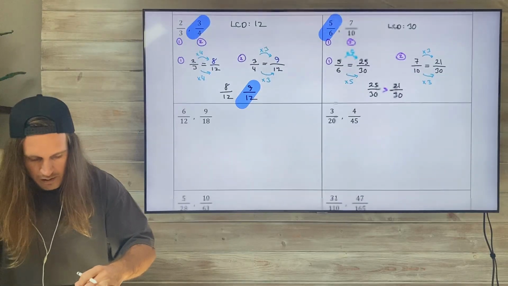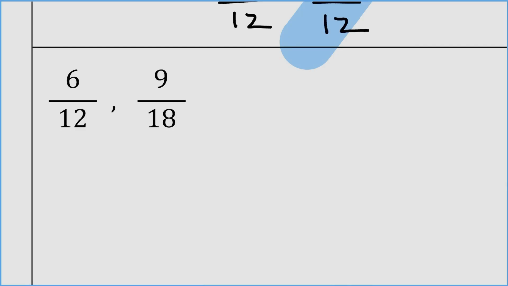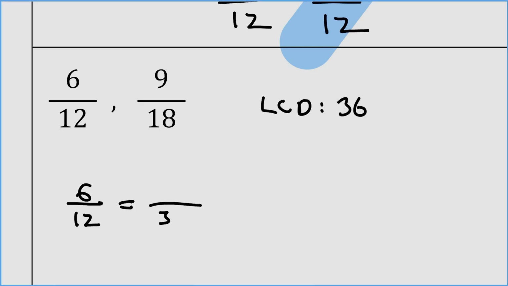Good. All right, let's try this one. The LCD of 12 and 18 was 36. And again, we figured that out on the last page. So if you need to go back and see how we did that, do so. I need to rewrite 6 out of 12 so that it's out of 36. How do I make a 12 into a 36? Multiply by 3. So I do the same thing to the top. 6 times 3 is 18.